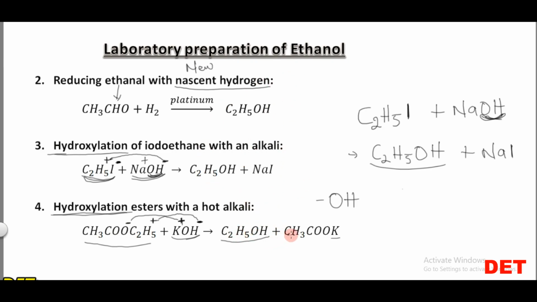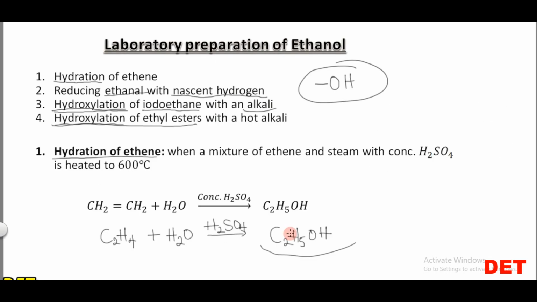Number one is by hydration of ethene. Number two is by reducing ethanal with nascent hydrogen. Number three is by hydroxylation of iodoethane with an alkali. And number four is by hydroxylation of ethyl ester with a hot alkali. These are the ways in which ethanol can be prepared in the laboratory.